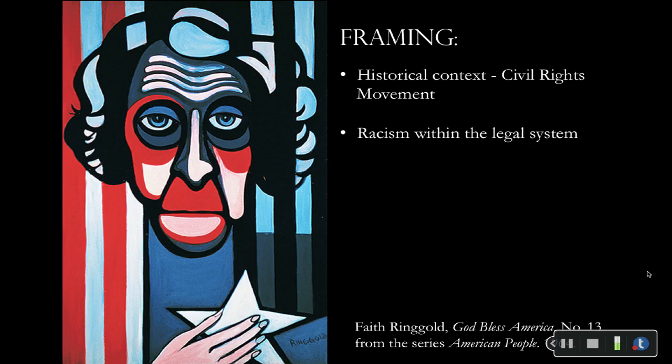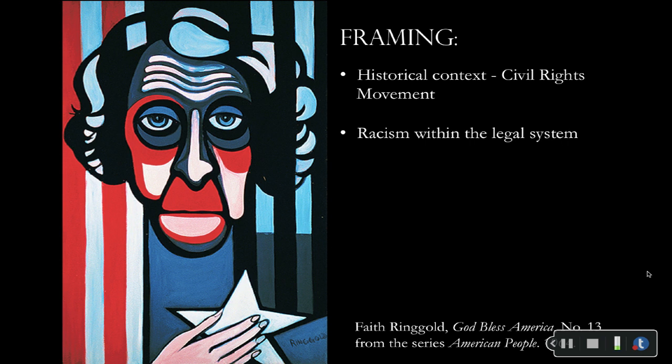Okay, so framing, for example, if we're talking about a certain artwork, I like to use Faith Ringgold's God Bless America #13 piece to think about framing. So we've talked about the flag a little bit in the last lecture, and we're going to talk about the flag again in just a moment. But here I think it's important to think about historical context with this piece. So if we frame this piece within its historical context, we see that its context is very important to it. So it was created during the Civil Rights Movement.